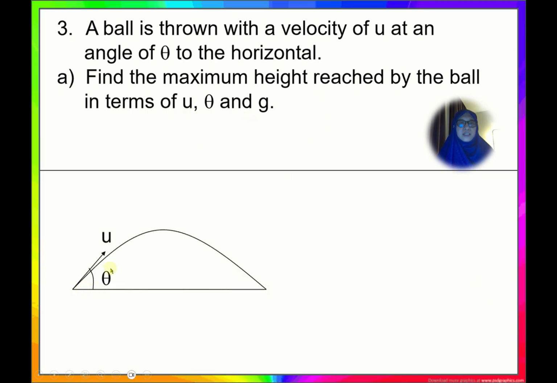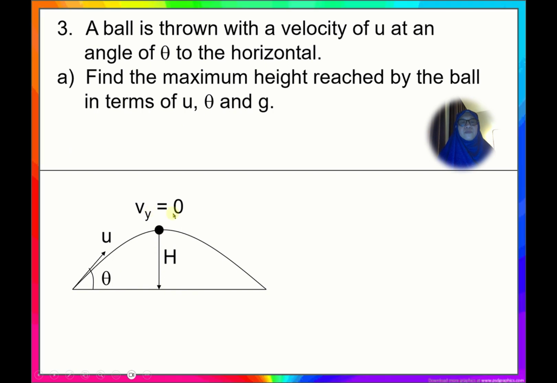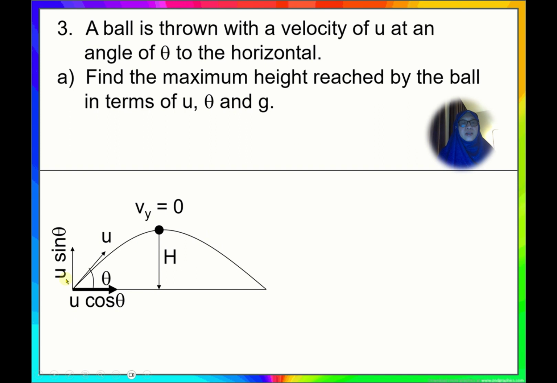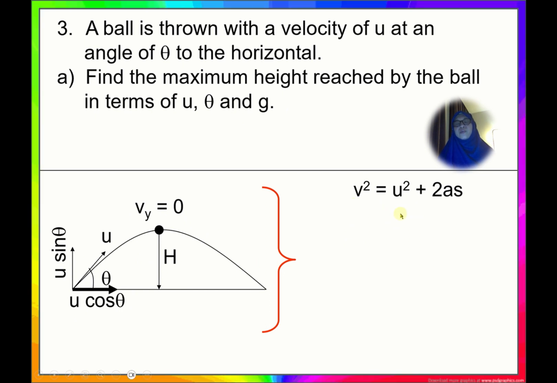Okay, so let's say this is the u, initial velocity. So the angle made to the horizontal is theta. So the maximum height is here. And then at the peak here, it is understood that Vy equals 0. Then the vertical component of u is u sine theta. So now we choose all the vertical components, u sine theta, h, and then Vy. So we can find the maximum height using v squared equals u squared plus 2as, one of the three linear equations.